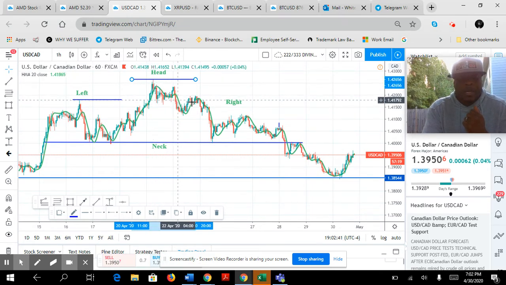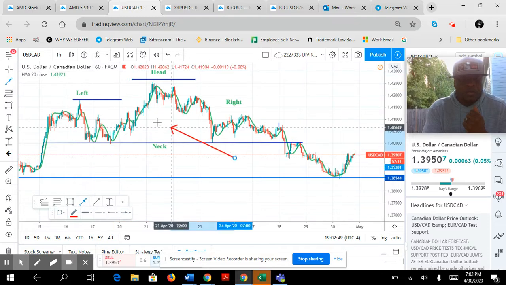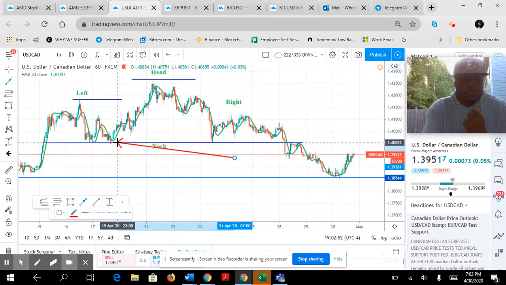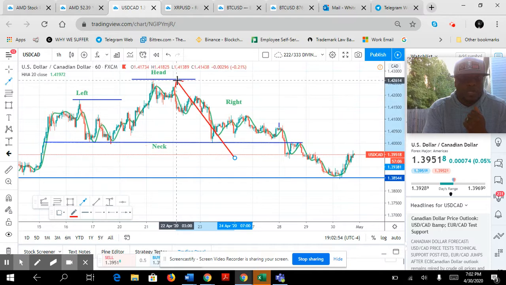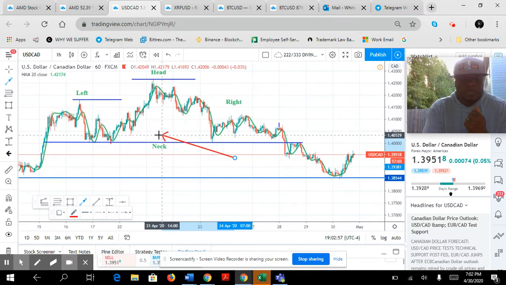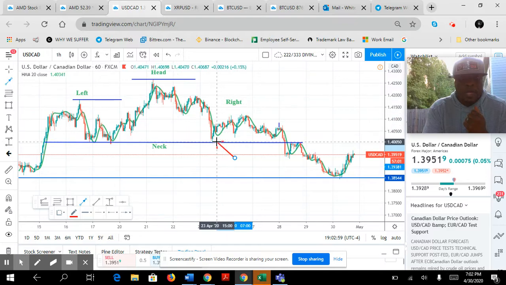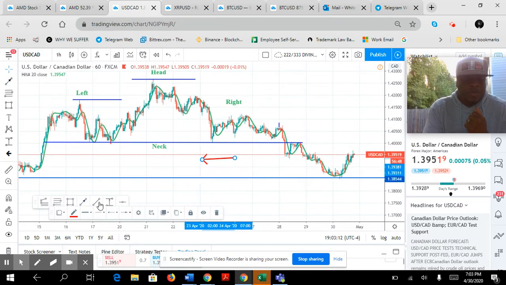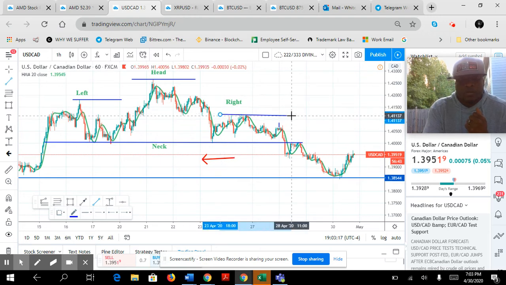Okay. Now price is coming back down to where the neck is, and what is this again? Recent area of support. This is now resistance as well. Price broke down, tested the support, and then we bounced off the support, and then we found what? Resistance. So when we found that resistance, it created the right shoulder.